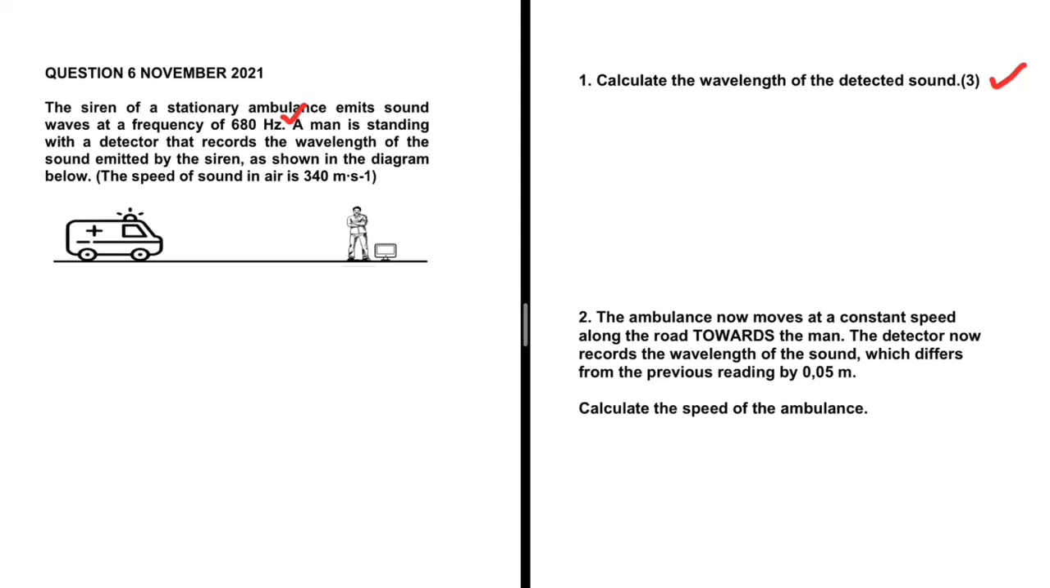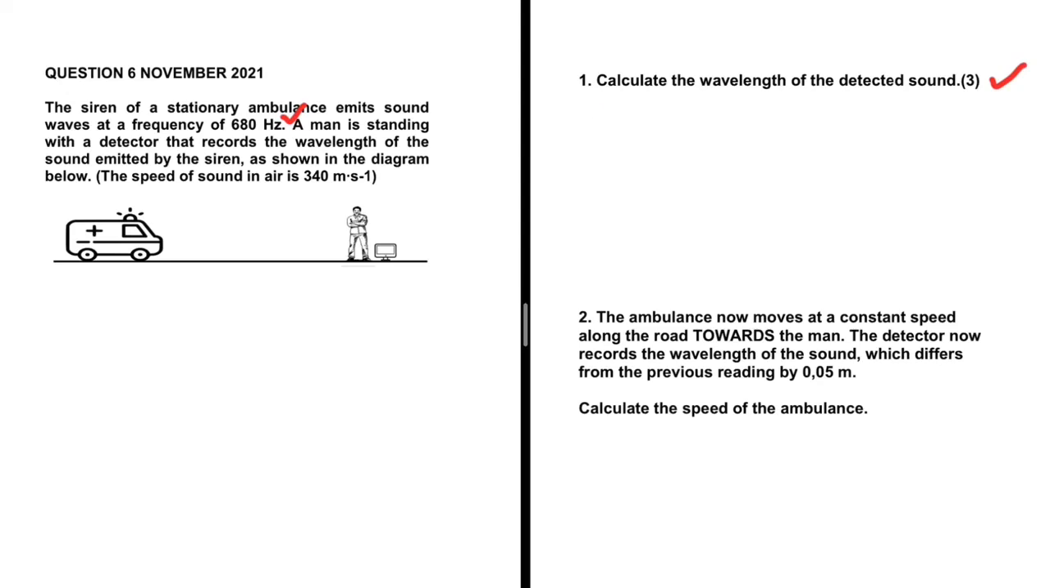Right, so the siren of a stationary ambulance emits sound waves at a frequency of 680 Hz, and the question is asking us to calculate the wavelength of the detected sound. If the ambulance is stationary, the detected sound will have the same frequency the ambulance is emitting, because there is no relative motion between the sound source and the observer. So what are we going to have?